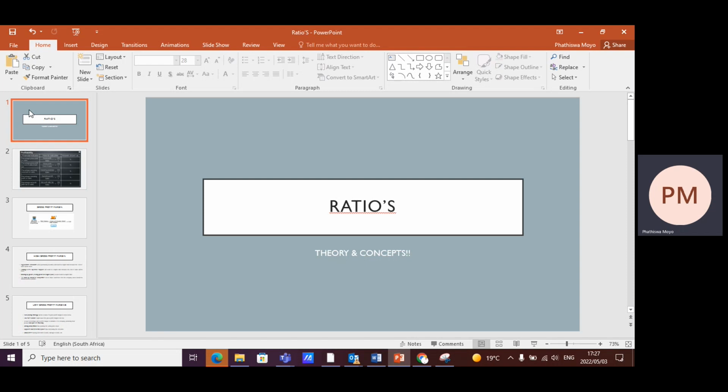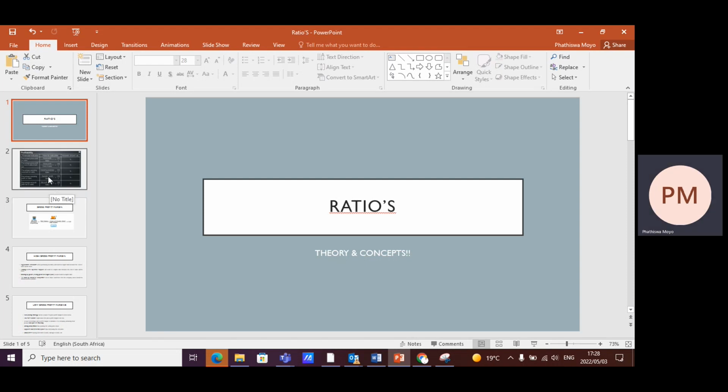So what are ratios? It's what we use to interpret and analyze financial statements. Your financial statements are the income statement, which is your statement of profit and loss or statement of comprehensive income, and then the statement of financial position, which is a balance sheet, and the cash flow statement. I've not seen you being questioned on the statement of changes in equity in grade 12. However, emphasis has been put so much on the notes, which is the ordinary share capital note, the retained income note, and all.